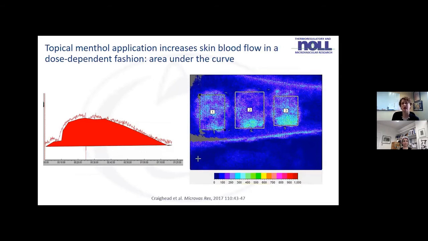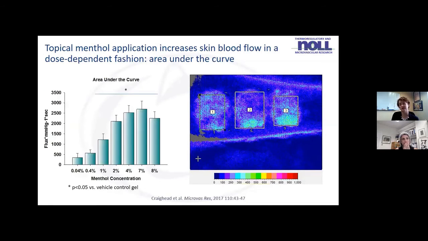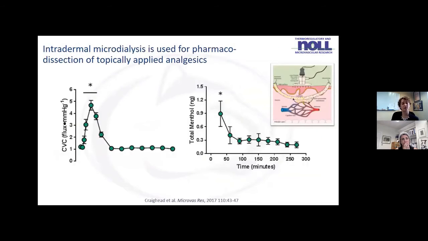So the final thing I'd like to talk about is that you can utilize intradermal microdialysis and obtain various sampling of dialysate to look at the recovery of various substances, either being released into those layers or from topical application of various analgesics. So in this study, we used menthol, and we looked at the vasodilator response that ensues with menthol at different concentrations. And then we sampled to look at the pharmacokinetics and dynamics of menthol that was actually getting into the skin.